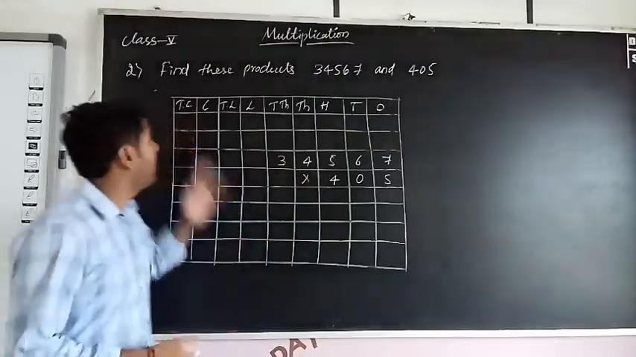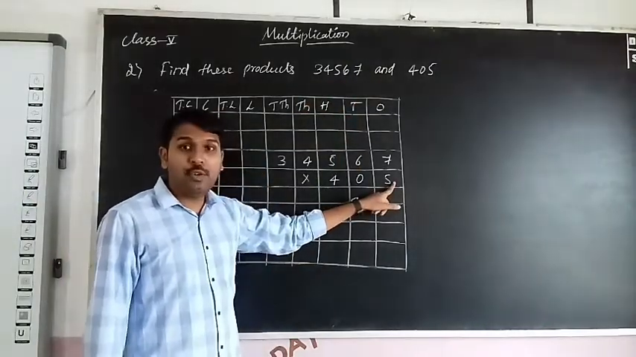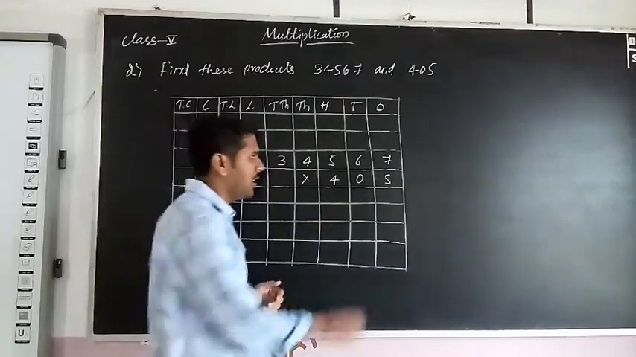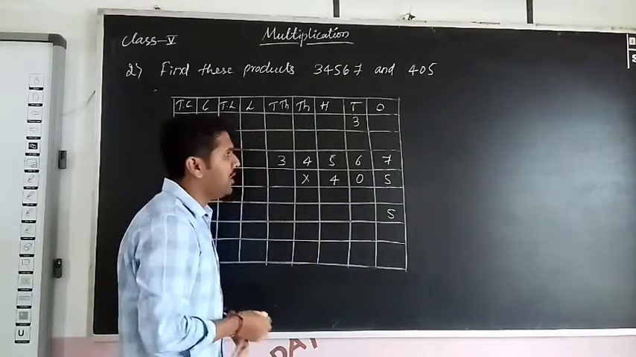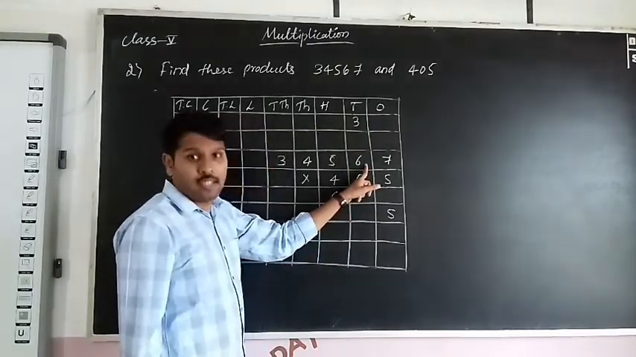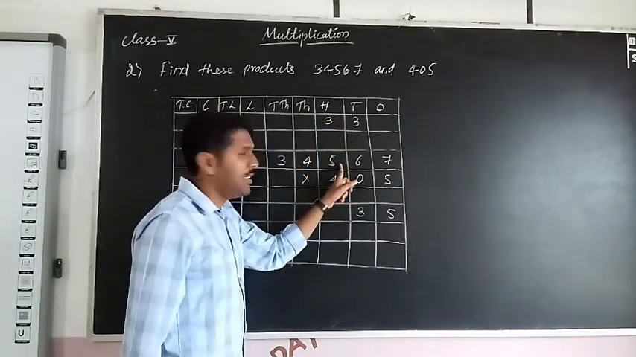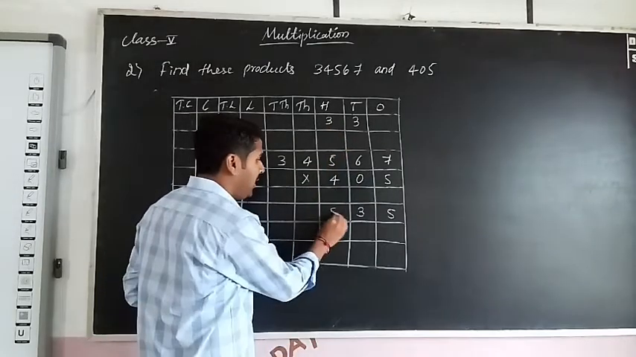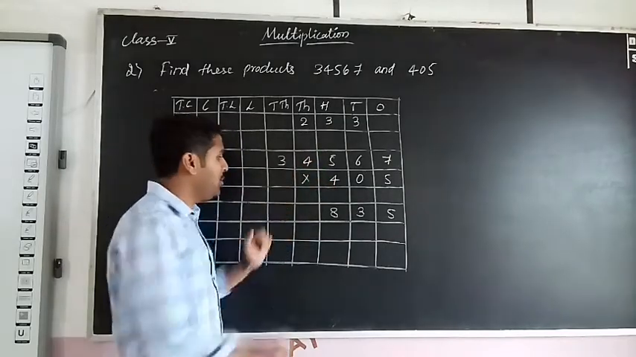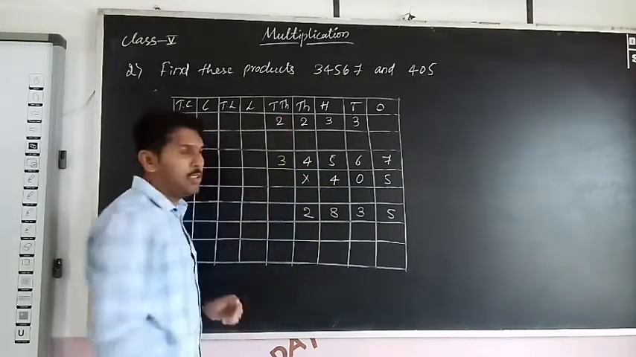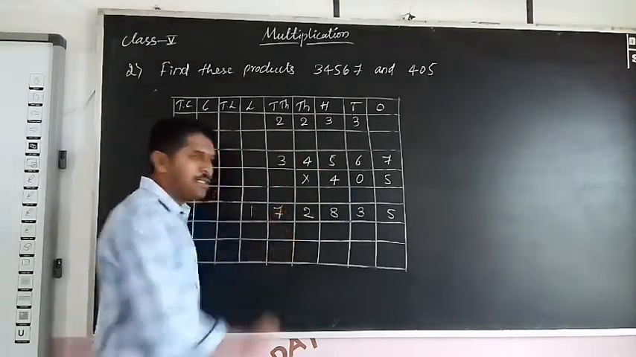Next, the third one. So, how to multiply the larger numbers? First, again start from units place. 5 7s are how much? 35. Write down 5 here, 3 carry. Next, 5 6s are 30, 30 plus 3, 33, 3 carry. Next, 5 5s are 25, 25 plus 3, 28, 2 carry. Next, 5 4s are 20, 20 plus 2, 22, 2 carry. Next, 5 3s are 15, 15 plus 2, 17.